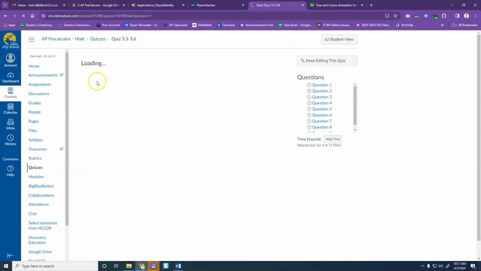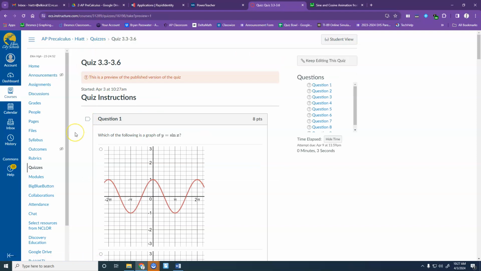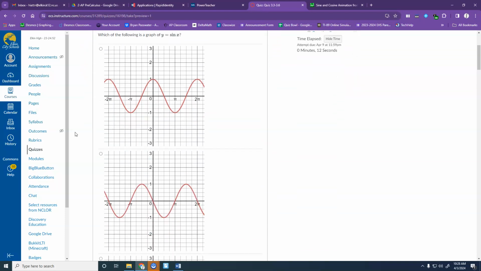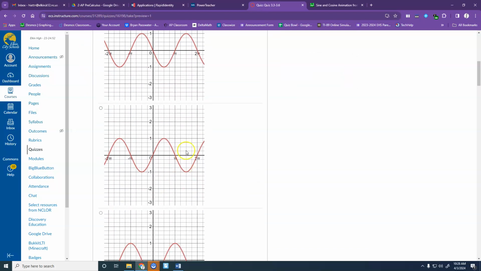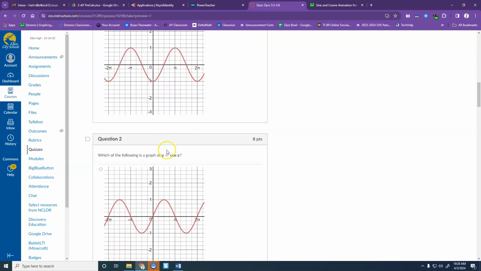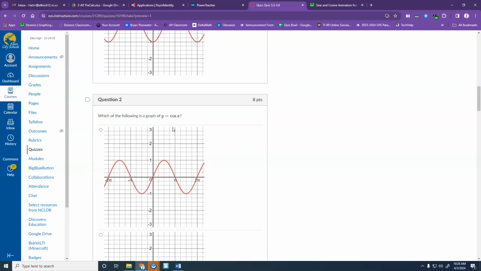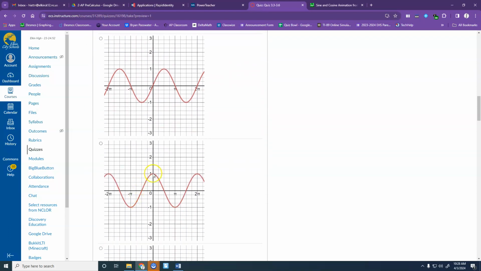When you take the quiz next week, everybody's going to have the same question for the first two. The first one is going to say, which of the following is the graph of y equals sine x? And you just have to pick which one is sine x. It would be this one, because it starts at 0, 0, and it goes up, and then it goes down, right? Then the second question is going to be which one is the graph of cosine x. The graph of cosine x is going to be this one. It's going to start at a maximum point, and it'll go down and then back up, all right?